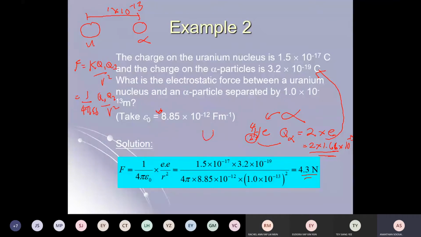Let's say they give uranium 235, 85. Find the charge of this nucleus. So what is the charge of this uranium? You must do 85 times E. So you get the charge. Okay, any questions so far?